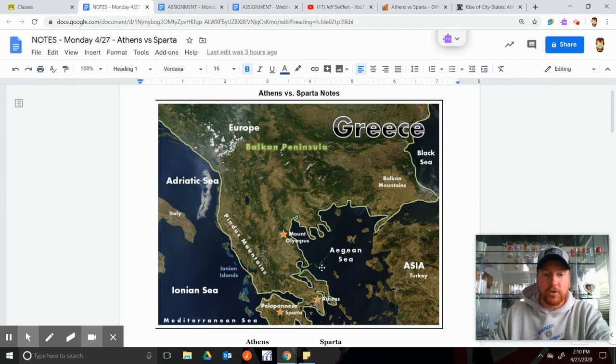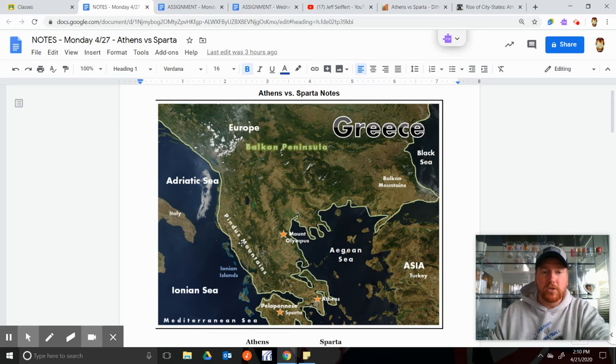One thing I want you to notice about the Balkan Peninsula is that a peninsula is surrounded by water on 3 sides. It's similar to an island, where an island is totally surrounded by water, but this is just surrounded by 3 sides of water. So we have the Adriatic Sea, the Mediterranean Sea down here, and the Aegean Sea here. The specific people that we're going to be talking about are the Athenians and the Spartans, but there are a lot of mountain ranges here. We have a mountain range here, we have a mountain range here.